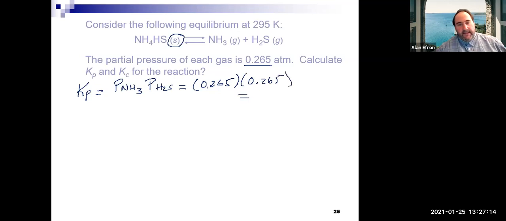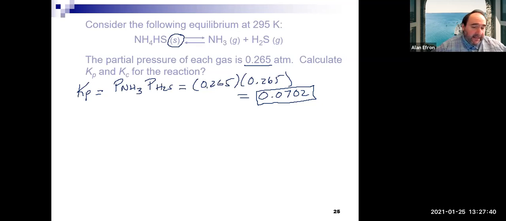And it looks like perhaps we end up with 0.0702. Again, this being our Kp value, we don't need units or anything like that associated with it. It is just a number. Any questions on the first part here?